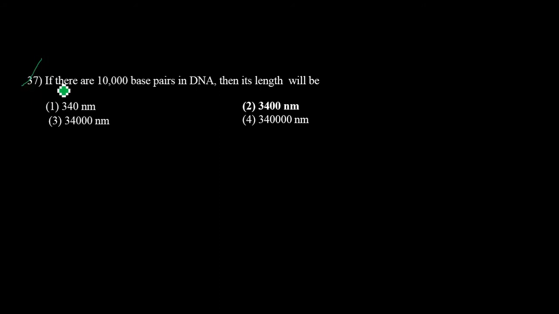Next, question number 37. If there are 1000 base pairs in DNA, then what will its length be? They have given the base pairs, and we should identify the length of DNA. The distance between each base pair is 3.4 angstrom.